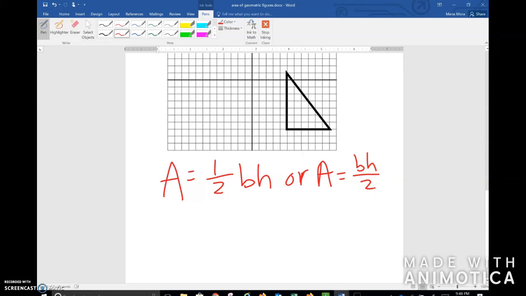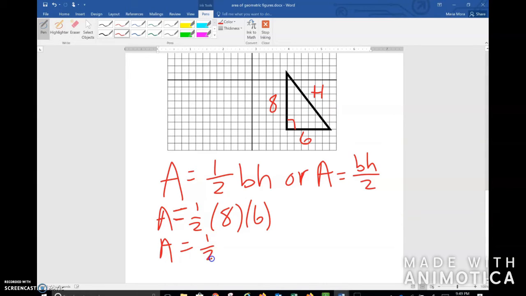Okay, so the base of this triangle is this. That's 1, 2, 3, 4, 5, 6. And then this is 1, 2, 3, 4, 5, 6, 7, 8. That's the height. If this is a right angle, remember your hypotenuse is not your base or your height. So the area would be 1/2 times 8 times 6, so that would be 1/2 of 48. So your area is 24.